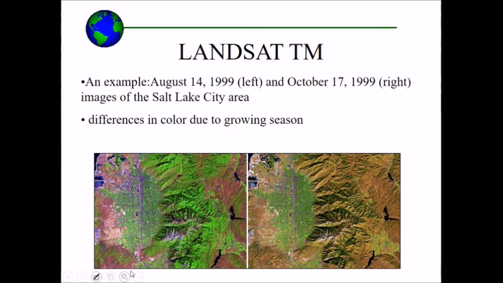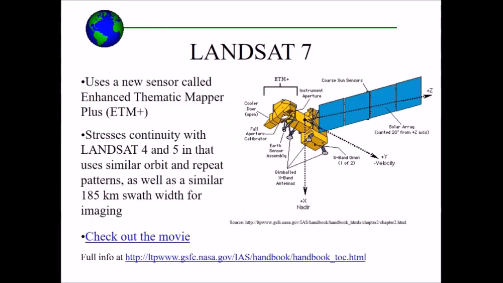This is an example. This is from 1999, and this is October 17, 1999, which is of the Salt Lake City area. And differences in the color are due to change in the season.